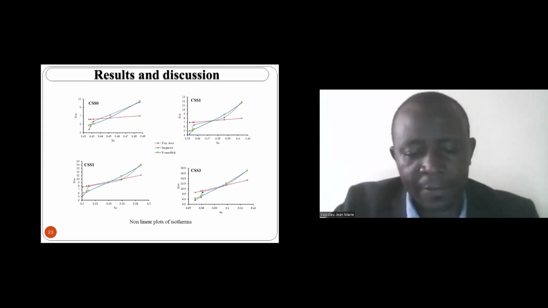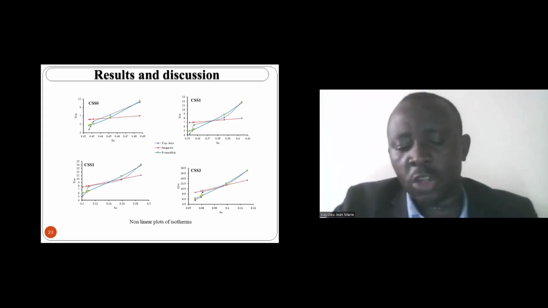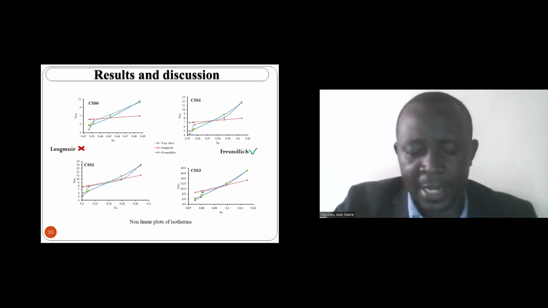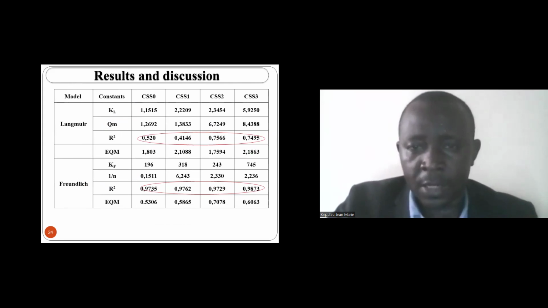On the same line, we have compared the equilibrium experimental data to the Langmuir and Freundlich models, which are very used in the adsorption of pigments like beta-carotene, and the non-linear regression plots were also performed. We can see that for all the three adsorbents, the Freundlich model yielded a better fit than the Langmuir model, as shown by the correlation coefficient, the non-linear regression coefficient that we determined.